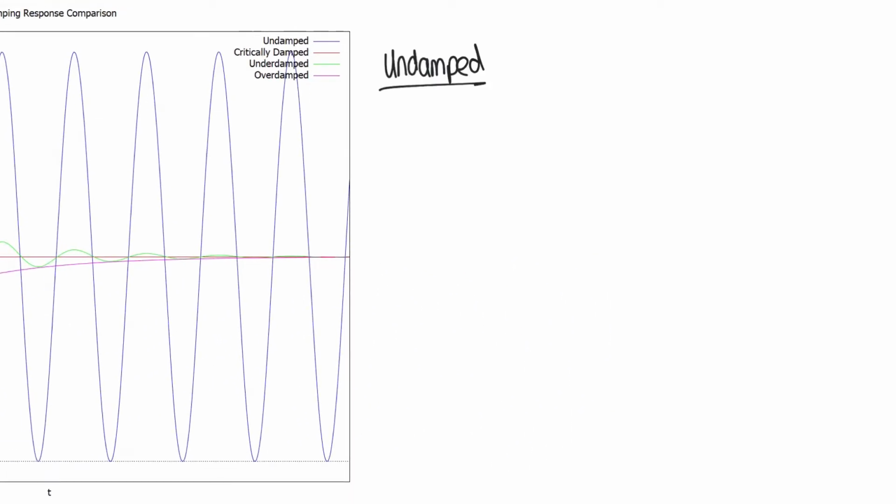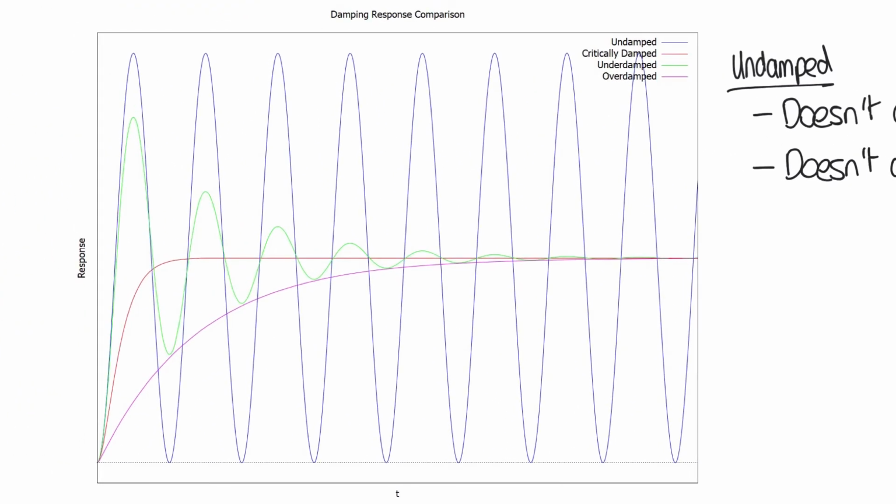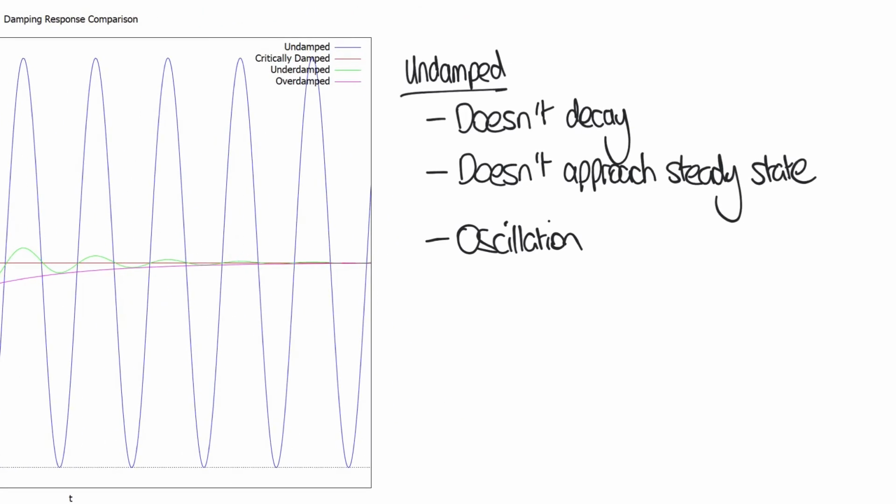First of all, an undamped system, or something without any damping, means that the system response doesn't decay and it doesn't tend towards a steady state over time. In our diagram here, we can see that we have an oscillation that's just continuing indefinitely. And so the result is an output that's unstable, an oscillation or some kind of resonant effect.